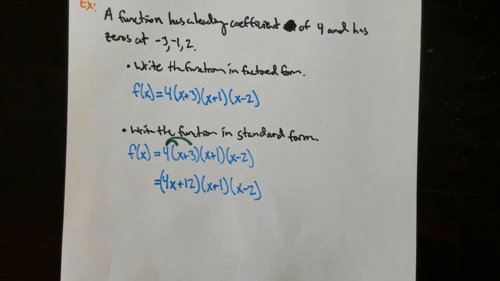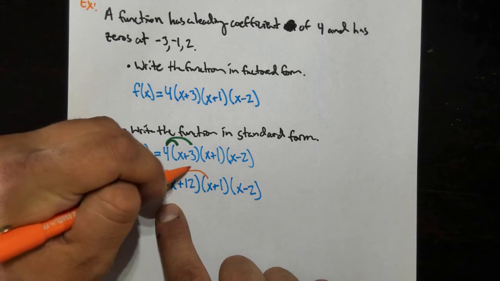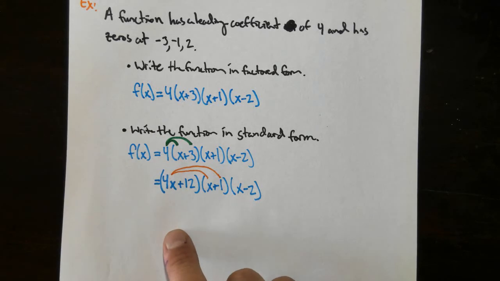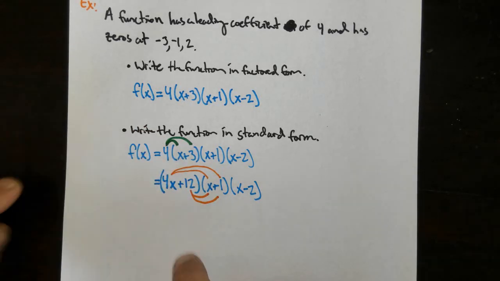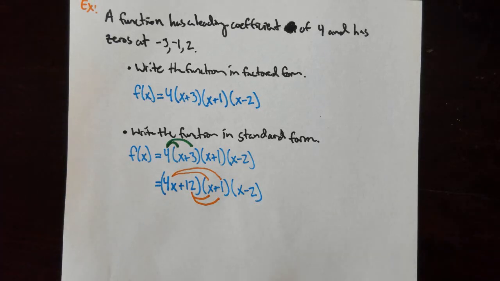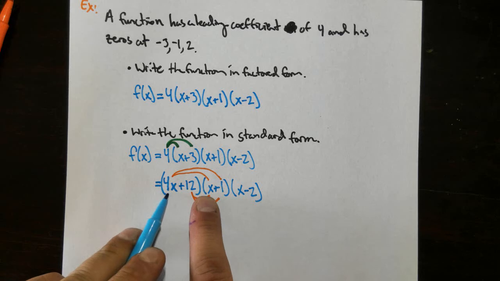So what we're going to want to do here is FOIL this. Remember, that means we're going to multiply this 4x to both of the terms in the other factor, and then multiply the 12 to both of the terms in the other factor. So 4x times x is 4x squared.